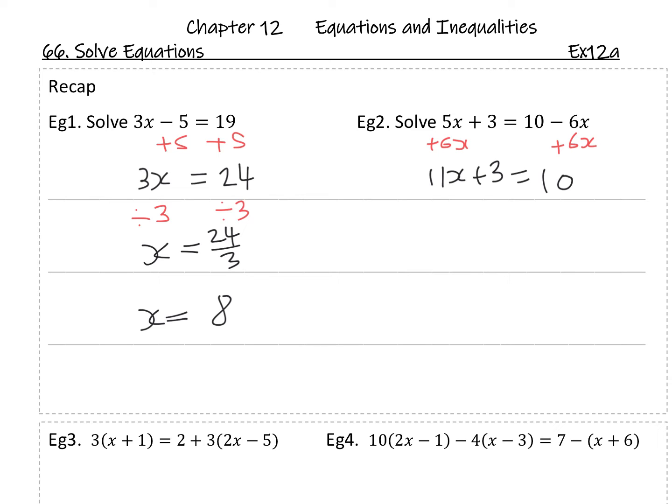To solve the next bit, we have to get rid of that 3. So we remove the 3 by subtracting 3 from both sides. We're left with 11x on the left-hand side and 7 on the right-hand side. And if 11x is equal to 7, we want to find out 1x, so we need to divide by the number of x's. We divide 7 by 11. So x is 7 over 11.